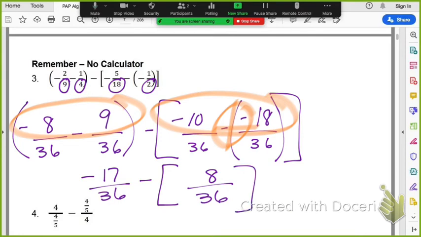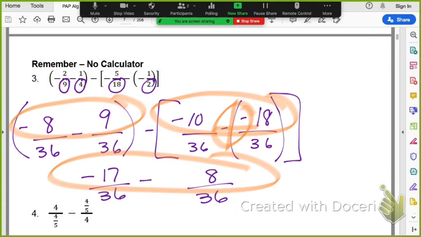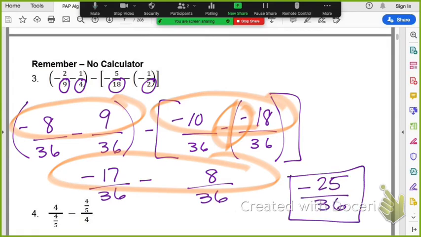And I don't need that bracket that big. Can I drop the brackets now since I only have one fraction in there? Yes. And my last step would be combining these two numerators, which would be what? Negative 25 over 36. Do I leave it be? Can I reduce it at all? No, I can't. I cannot.